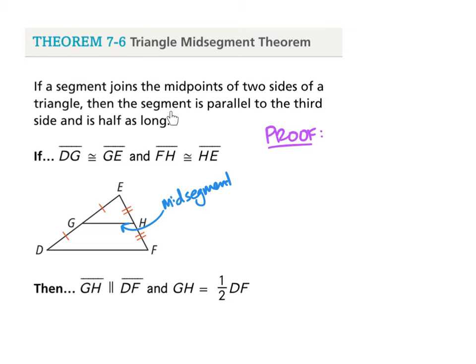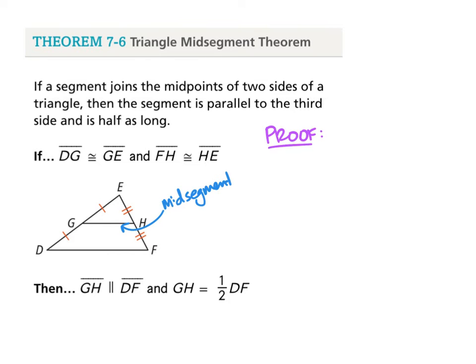When we have that, that segment will be parallel to the third side. It'll be parallel to DF, and it'll be half as long as DF. So GH is half as long as DF. And so when I have that midsegment, it's going to be parallel to the third side and half as long. Now the proof for this is a little bit quicker. I'll run through the proof pretty quickly.